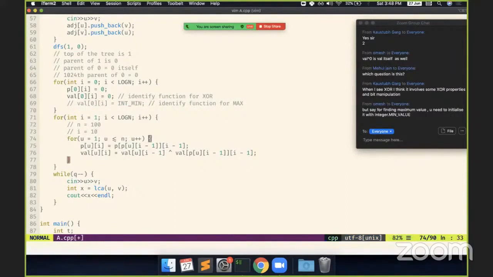Basically something like an identity function for max. Because once that's applied, we want it to have no effect, because technically there is no node 0. We are just fictitiously creating it. There actually doesn't exist a node 0 in the tree.